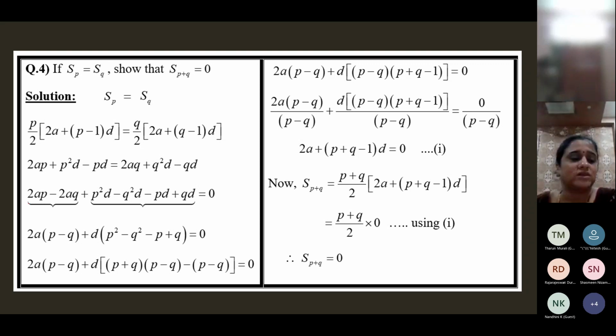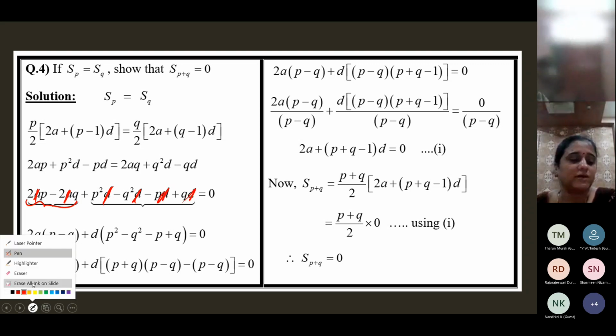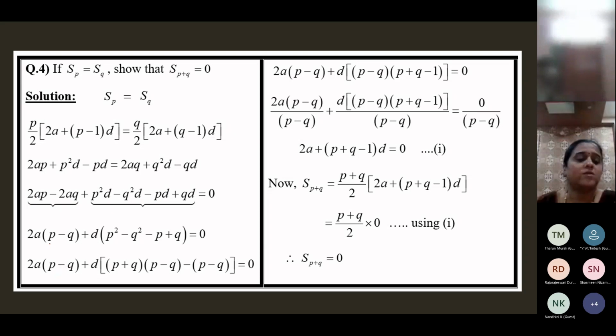So group them. See here, these 2 terms have a. And the remaining terms don't have a. They have d. So group like that. Now take out whatever is common. 2a is common, so you'll get p minus q in the bracket. And here d is common. So p square minus q square minus p plus q.